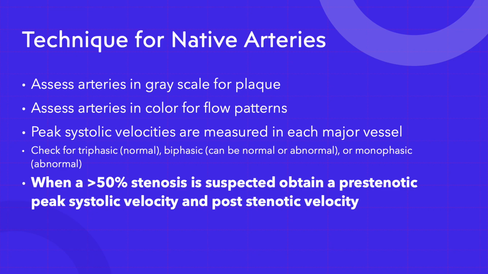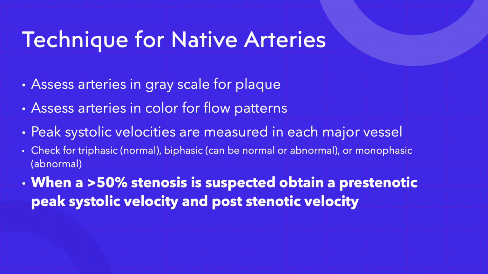We take peak systolic velocities at each level. We check to make sure they're triphasic or biphasic. Triphasic is normal. Biphasic, we consider normal in our lab. Most places might not, but we put triphasic and biphasic into a category together, and we just know multiphasic. So I'm going to call both of those normal, tri and bi, normal. But monophasic, no doubt, abnormal. And that's what we're checking for, the peak systolic velocities and what the waveform looks like.